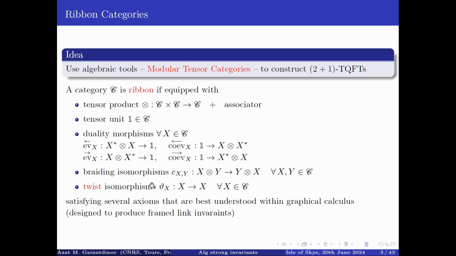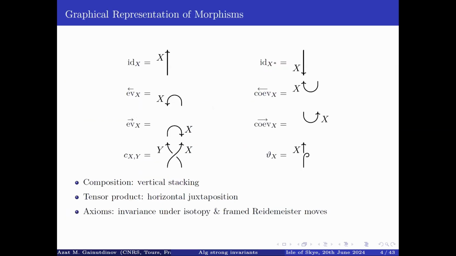And finally, the ribbon structure is about the so-called twist isomorphisms. They are a certain element in the endomorphisms of the identity functor. So for each X, we have an isomorphism from X to itself, satisfying certain conditions. And these conditions were designed so that they are safe to produce framed link invariants.